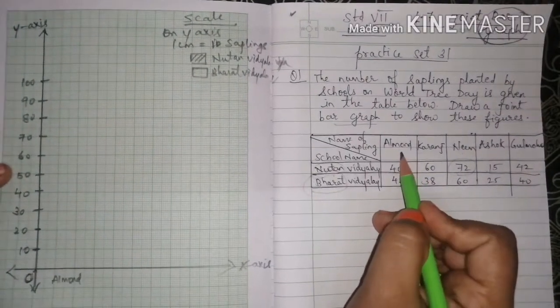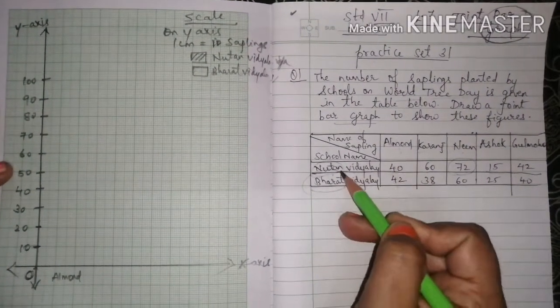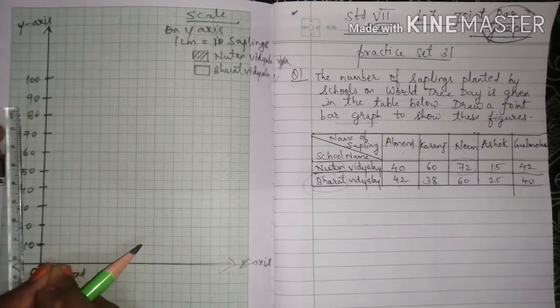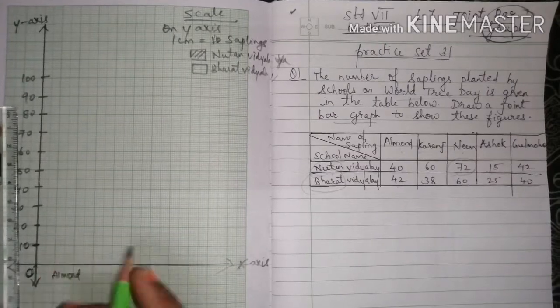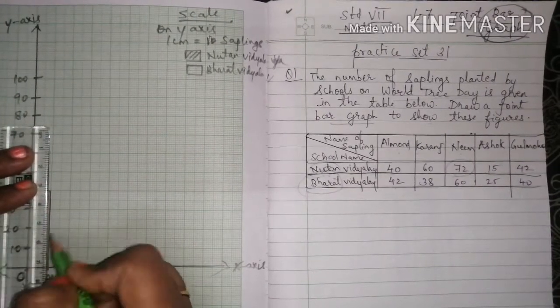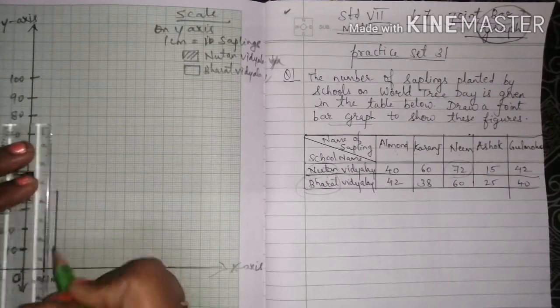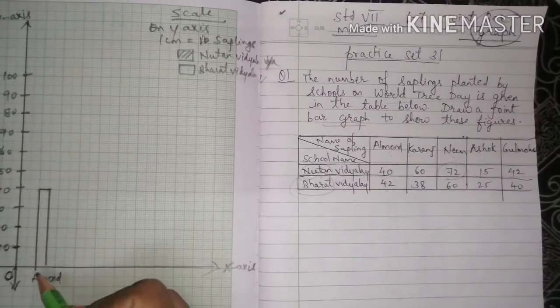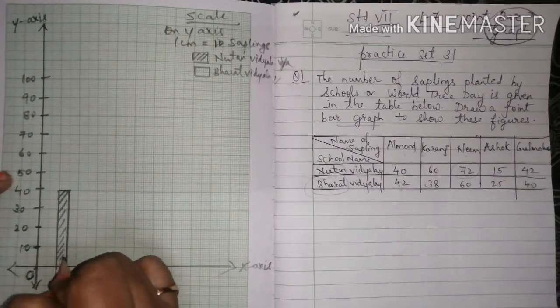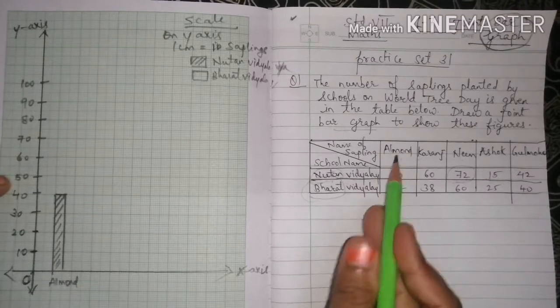So the first sapling which they planted is almond. Let us show Nutan, how many have planted? 40. So in one box only, half part you have to show with Nutan and half with Bharat. So 40 is here. So half I have to show like this. This one is of Nutan. So Nutan I am shading, because Nutan Vidyalaya has planted 40 of almond.